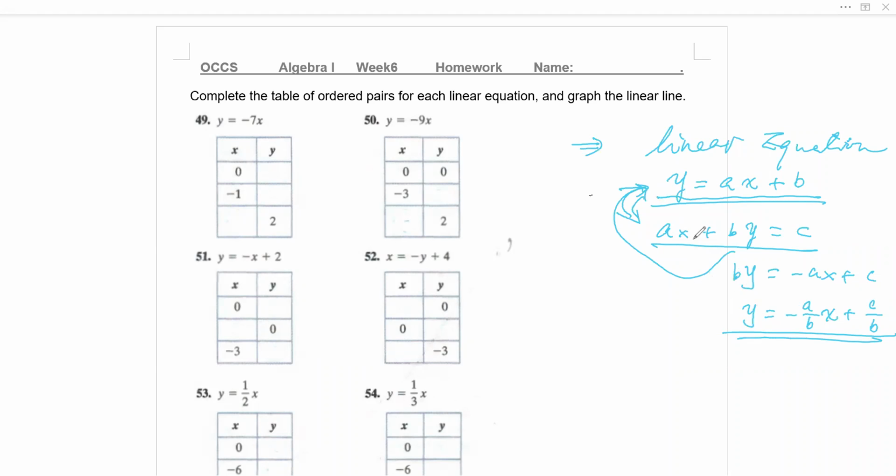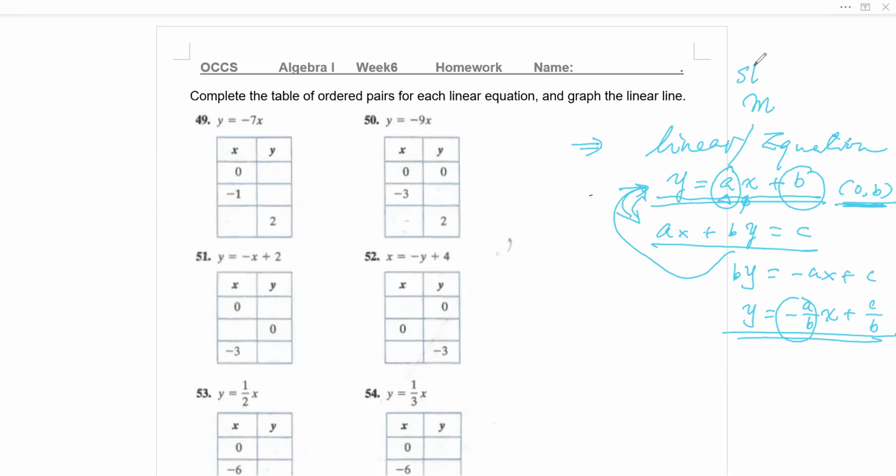Actually, this is called slope y-intercept form. This part is the slope, the coefficient in front of x. This is the y-intercept. Why do we call this the y-intercept? Because when x is 0, y is going to be this value, right? So this is the y-intercept, and this is the slope.